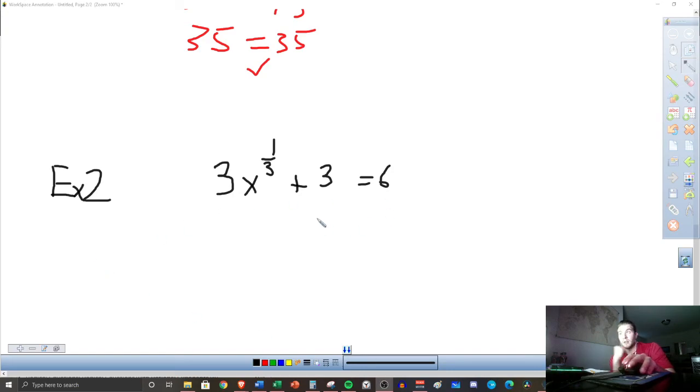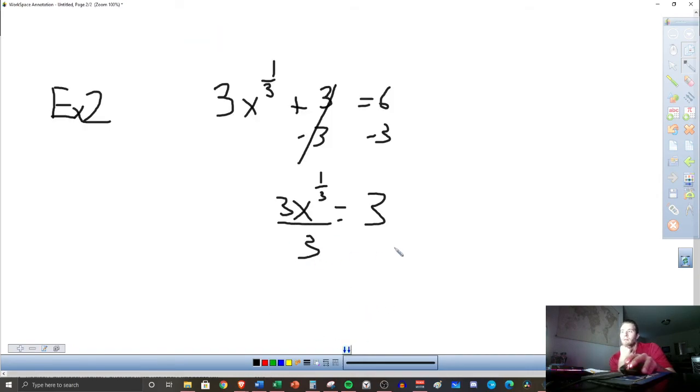So you've had a chance to work it. What you'd want to do here is start by isolating this x to the 1/3. We want to always get that by itself. So we're going to move the 3 over, trying to solve for x here. That's going to get us 3x to the 1/3 equals 3. We're going to divide away the 3. We get x to the 1/3 equals 1.